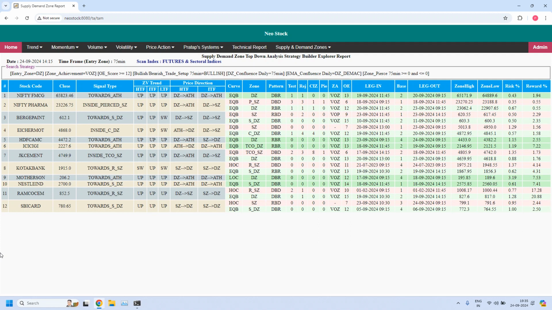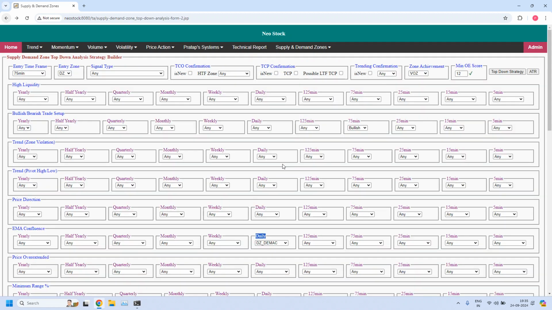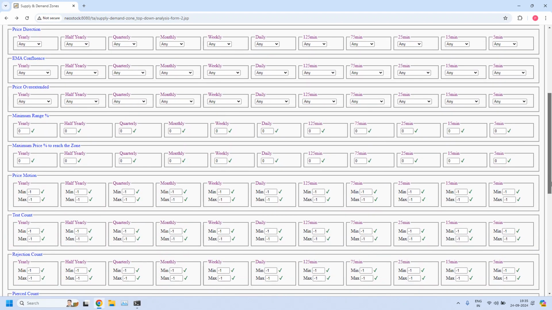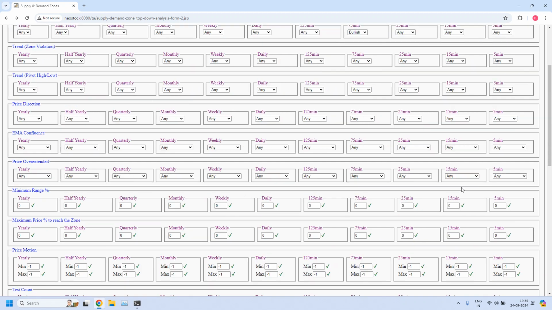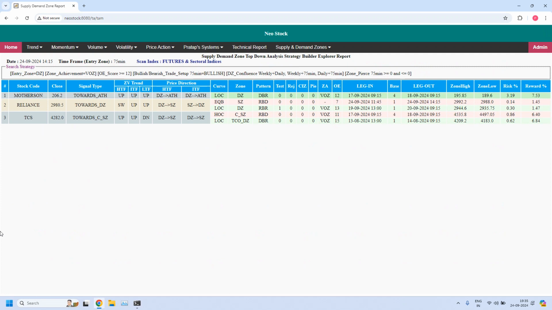So let's look into the next set of reports, that is LTF, ITF, HTF confluence. That means 75 minutes, daily and weekly zone confluence. For that we need to remove the EMA filter. I removed it. So in the demand zone confluence, 75 with daily is already enabled. I am enabling the filter for 75 with weekly, and also daily demand zone with weekly demand zone. Now let's verify. 3 stocks are filtered. All these 3 stocks are having LTF, ITF and HTF confluence.